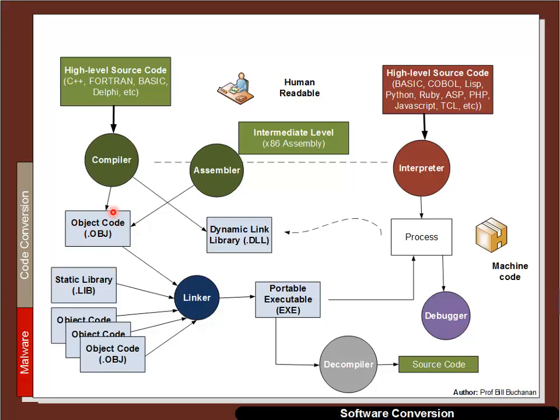The object code can't be run on its own because it has gaps in it, such as being able to interface to the keyboard or to the display. But it's a small part of the code, and when linked together with some static libraries or other object code with a linker, we produce our portable executable, which can be run on the system. When we run it, it runs as a process, and then we can debug that process with a debugger. Or from the exe, if we need to reverse the code back again, we can use a decompiler to get the original source code. As we'll see later, malware writers like to scramble their code, so it makes it very difficult to get the code back again.